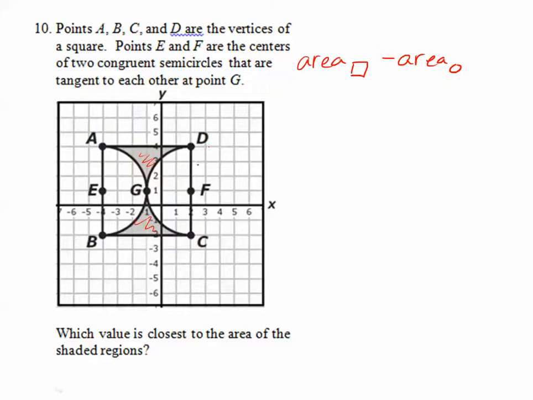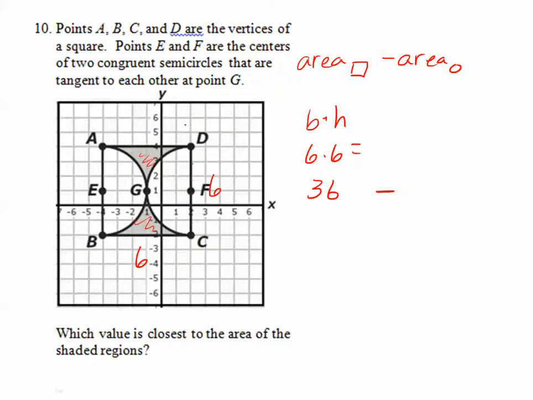So the area of my square, this side is 1, 2, 3, 4, 5, 6 units, and this side is 6 units because it's a square. The area of a square is base times height. So 6 times 6 equals 36. That's the area of my square.